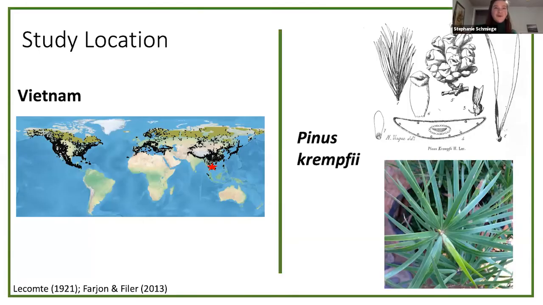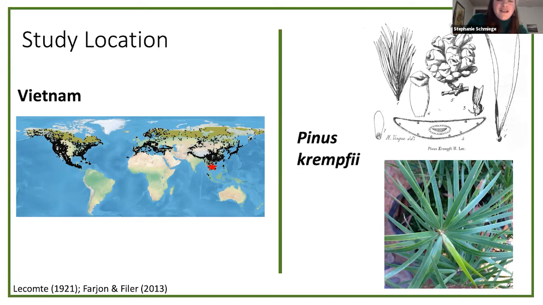You already know that we are traveling to Vietnam in order to do this work, but the reason for this has to do both with the distributions of our pines and our podocarps. They actually overlap in Vietnam, which is very convenient. And also, this area is home to a very fascinating endemic pine called Pinus kremphii. And if you're zooming ahead and looking at those images very carefully, you will notice immediately that this pine actually has a flattened leaf morphology.